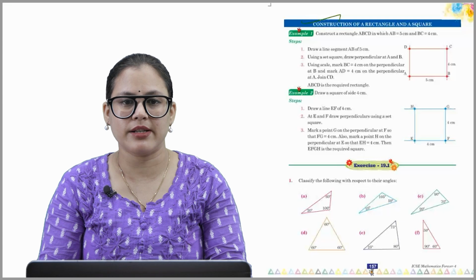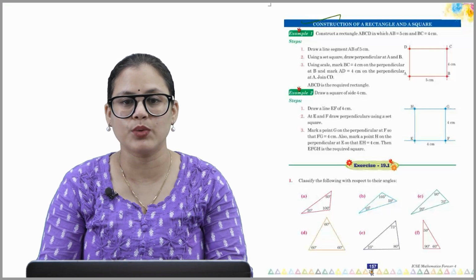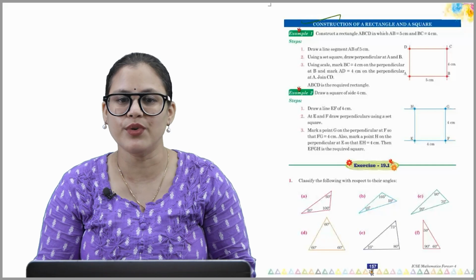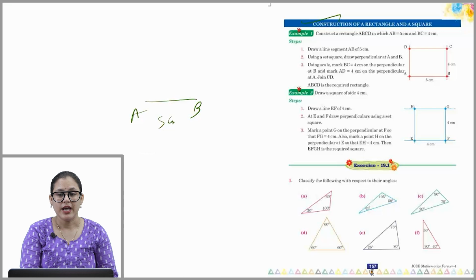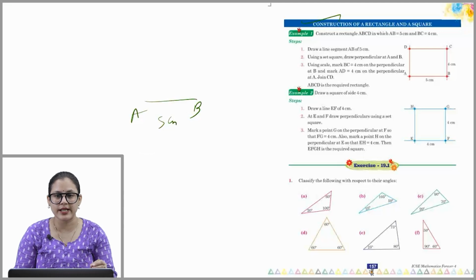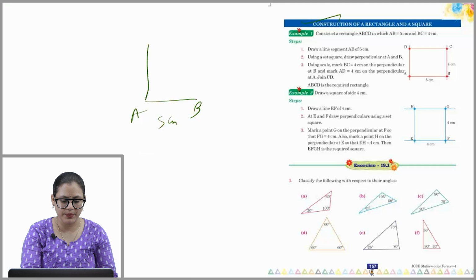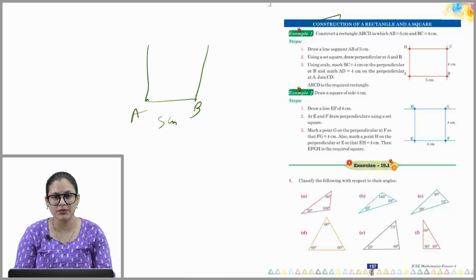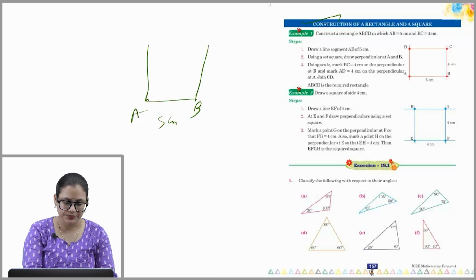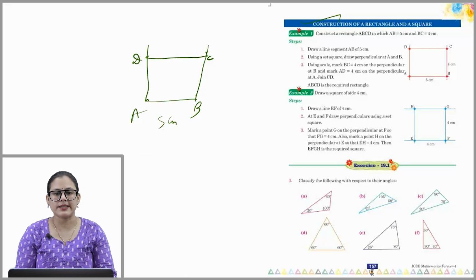Construction of a rectangle and a square. Example 1. Construct a rectangle ABCD in which AB is equal to 5 cm and BC is equal to 4 cm. First you will make a line segment AB of 5 cm. Now using a set square, draw a perpendicular at A and B. Now using a scale, mark BC equal to 4 cm on the perpendicular at B and mark AD equal to 4 cm on the perpendicular at A. Now join C and D. Now ABCD is the required rectangle. Similarly, you will draw a square of side 4 cm.